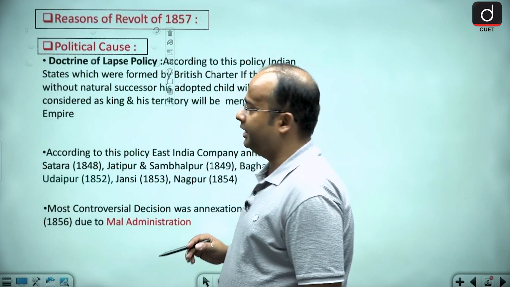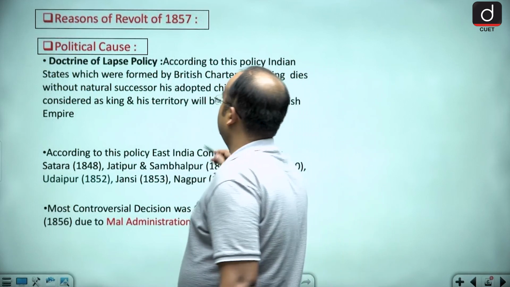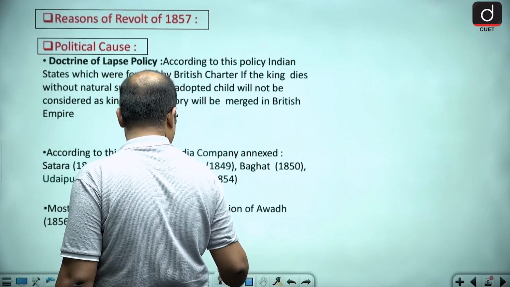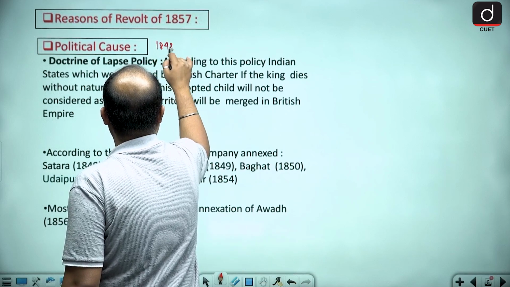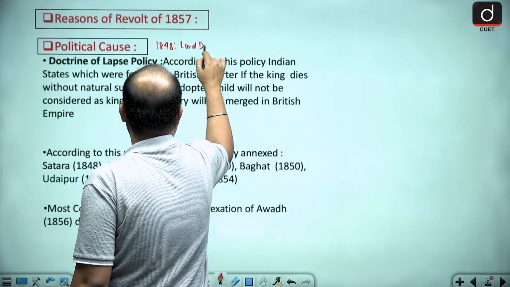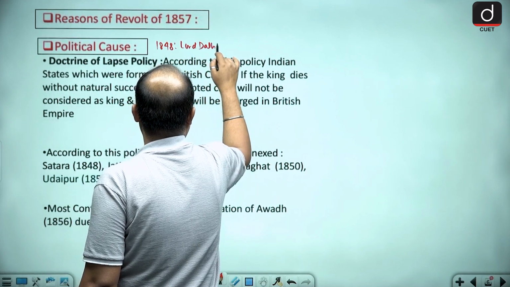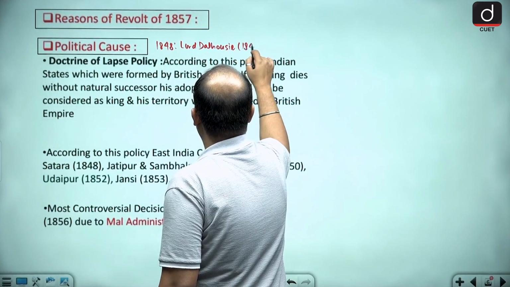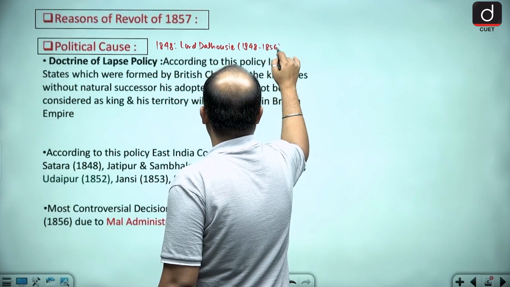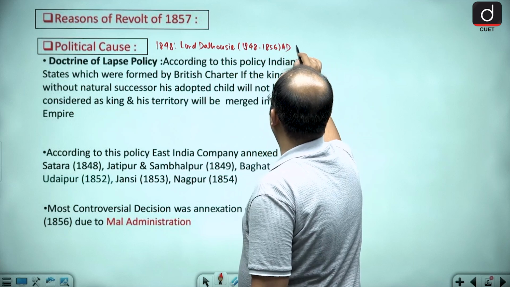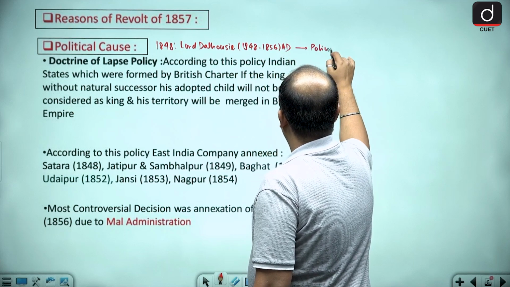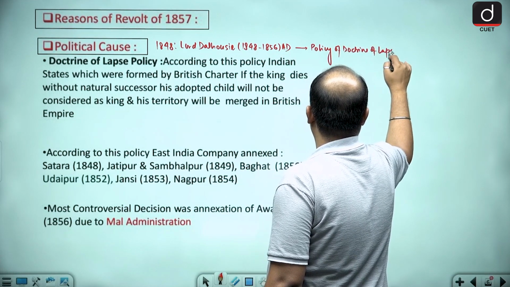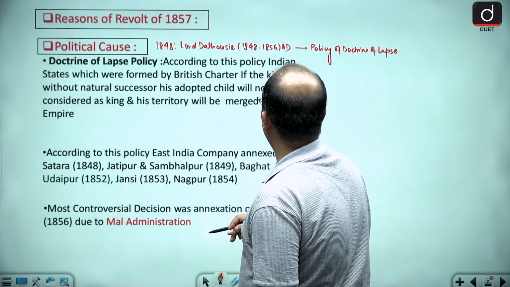Now in 1848 when Lord Dalhousie came, and the time period of Lord Dalhousie is 1848 to 1856, Lord Dalhousie in 1848 introduced a policy of doctrine of lapse. So he introduced a policy of doctrine of lapse.